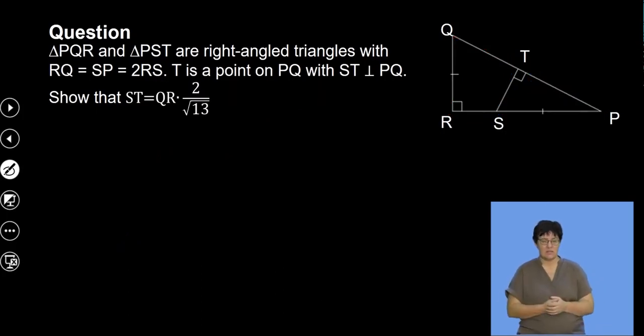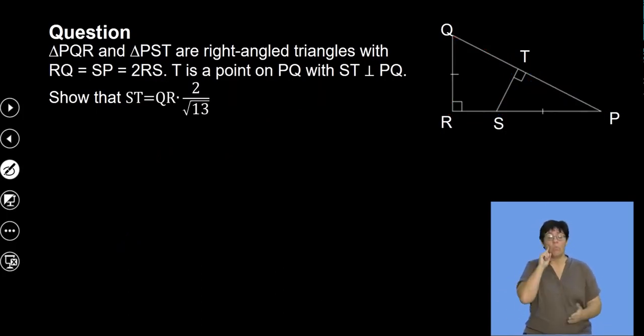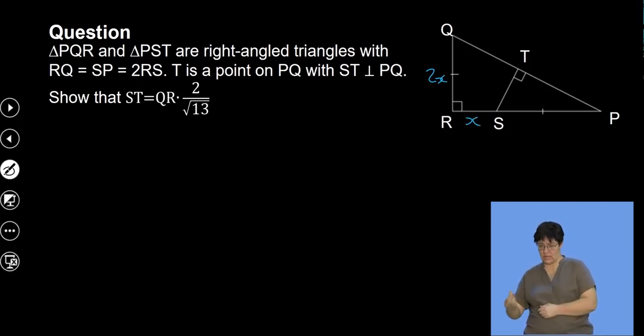The second question now wants us to then do what? Prove that ST is equal to QR multiplied by what we have there. And we're going to use a ratio. But before that, I'm just going to quickly add what I know. That is x, that is 2x, and that is 2x, right? As we've done with the previous questions.